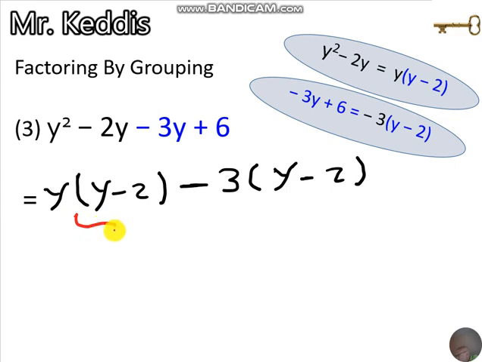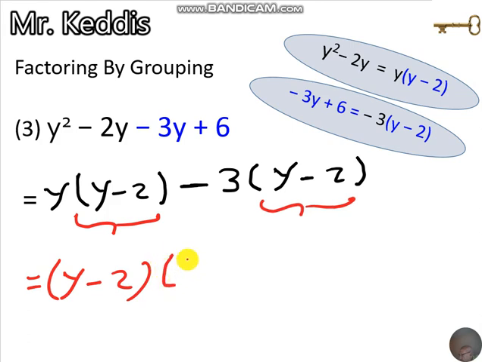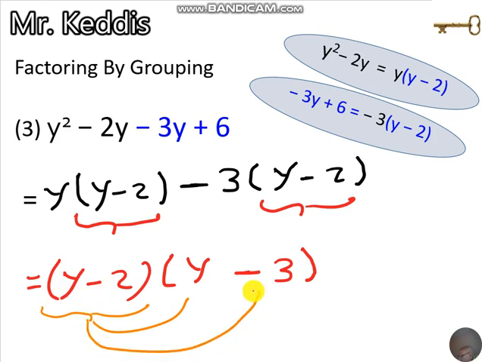You have y minus 2 here as a common factor. You get y minus 2 as the common factor. Whatever is left here is y minus 3. When you multiply y minus 2 times y, you get the first term, y squared. When you multiply y minus 2 times negative 3, you get the second term.